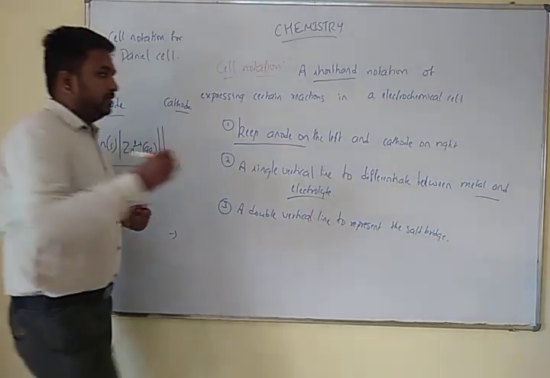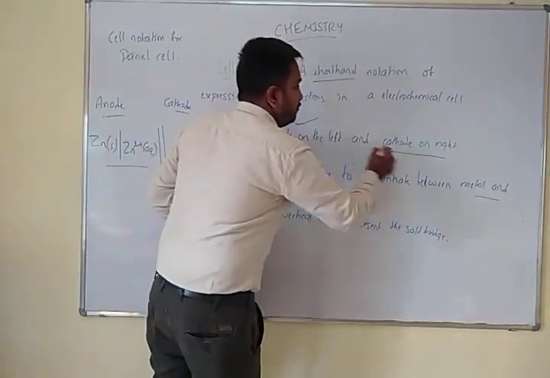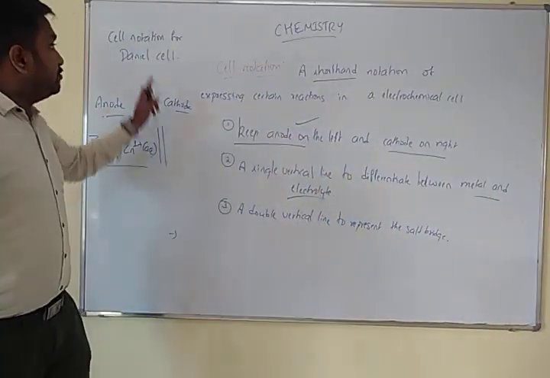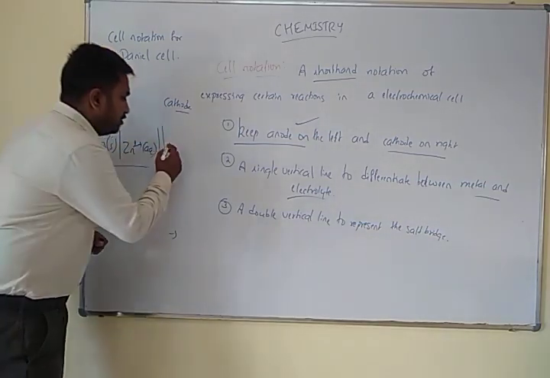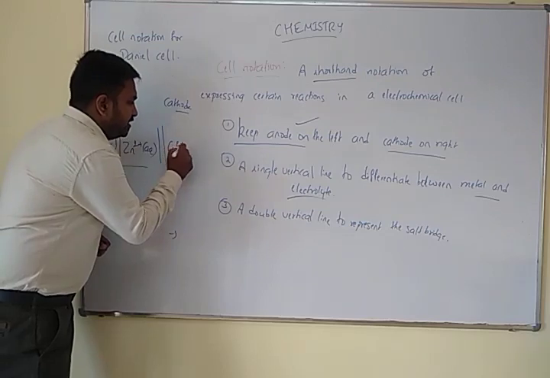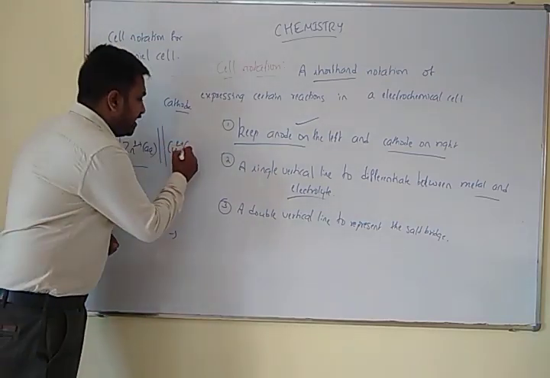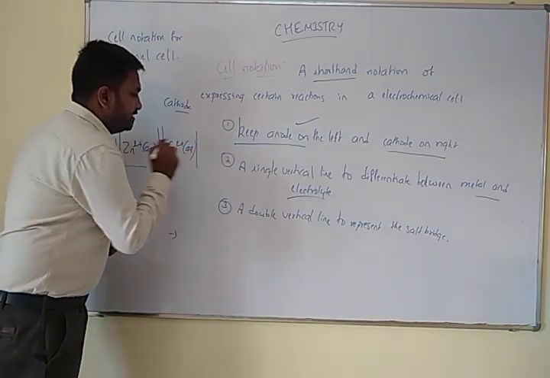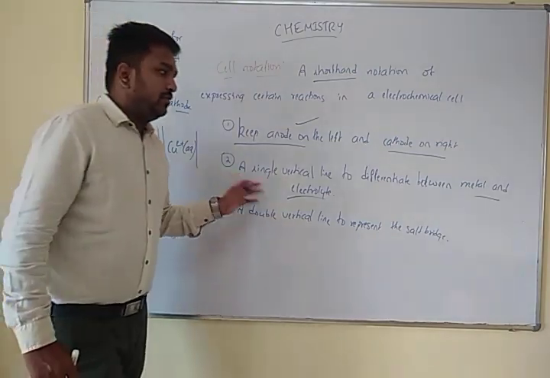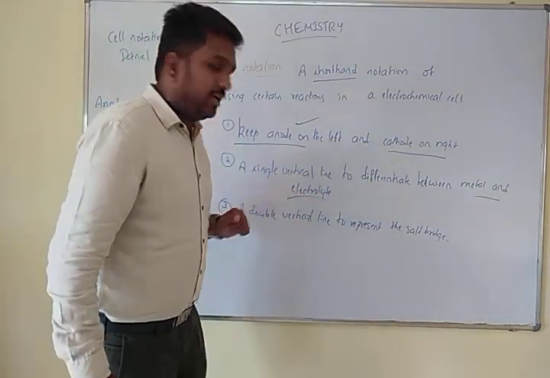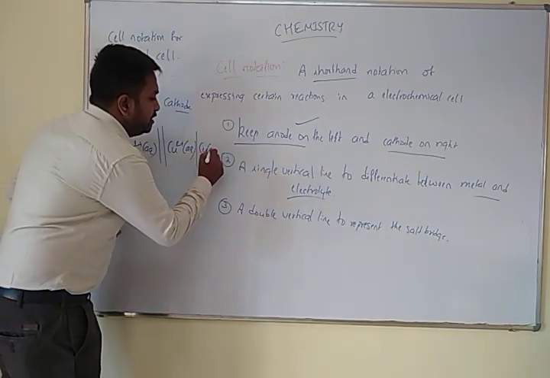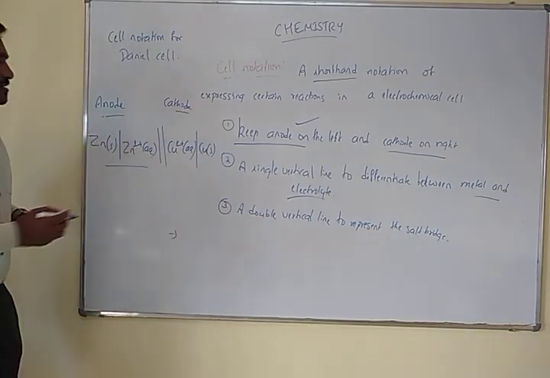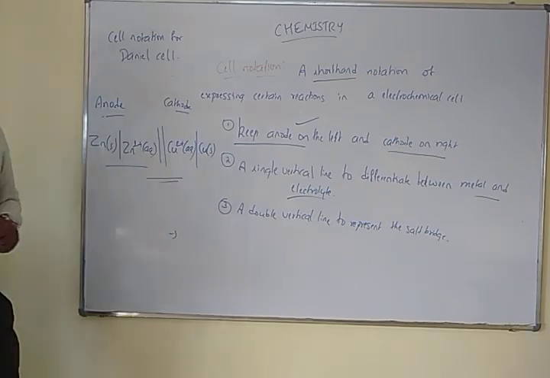Now, this part is done. Now we need to go for the cathode on the right. So in Daniell cell, the cathode is the copper electrode. Copper initially was Cu2+, which was the aqueous form, and a single vertical line to differentiate between the metal and its electrolyte, and then it is converted to Cu solid. Clear? So this is the way of representing the cell notation.